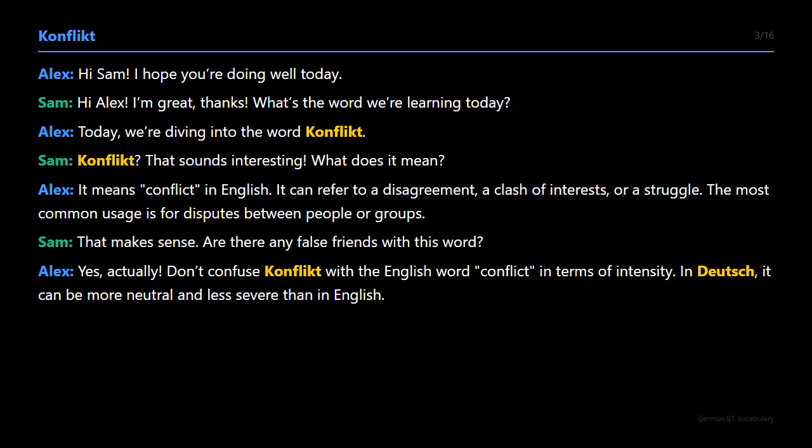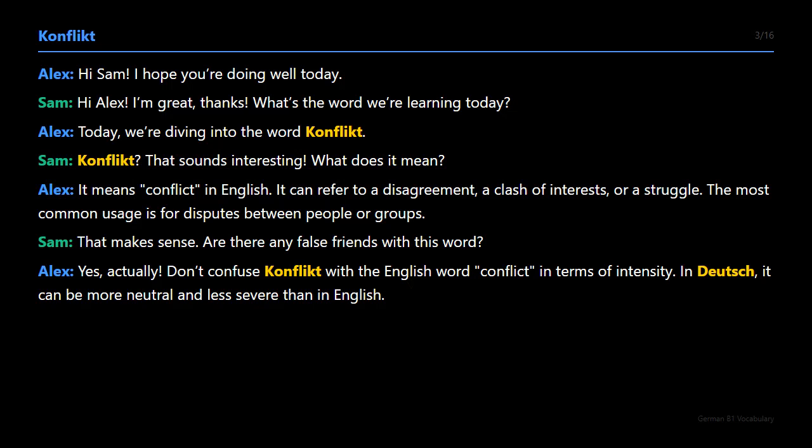Today, we're diving into the word Konflikt. That sounds interesting. What does it mean? It means conflict in English. It can refer to a disagreement, a clash of interests, or a struggle. The most common usage is for disputes between people or groups.